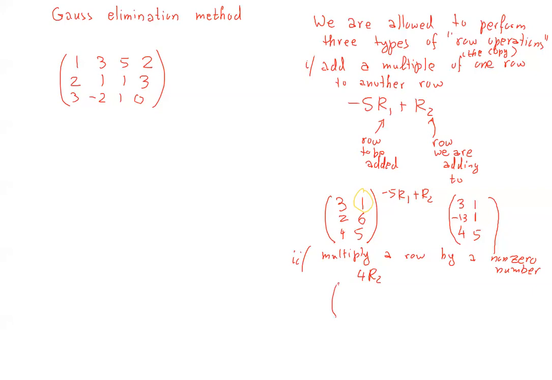Let's say if I have this matrix and I want to perform 4 times row 2, I write it next to the matrix. Again, I don't write equal. 4 times 5 is 20. And 4 times 6 is 24. And the last operation is swap two rows.